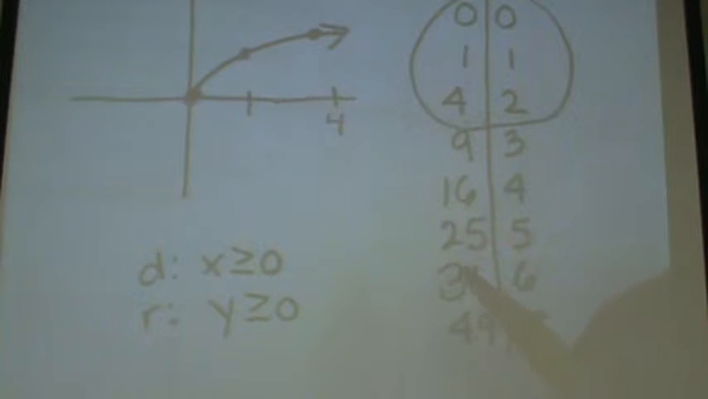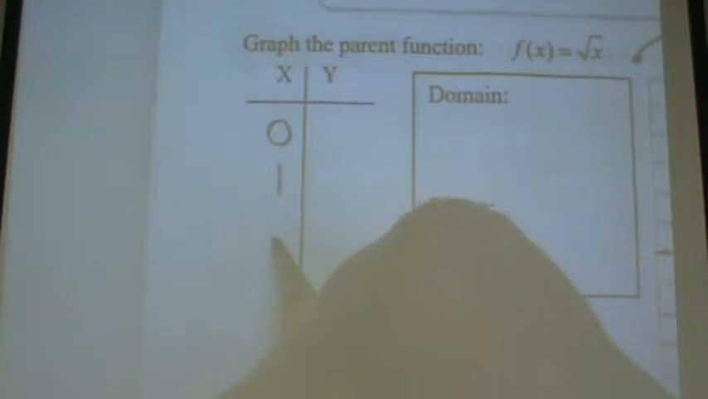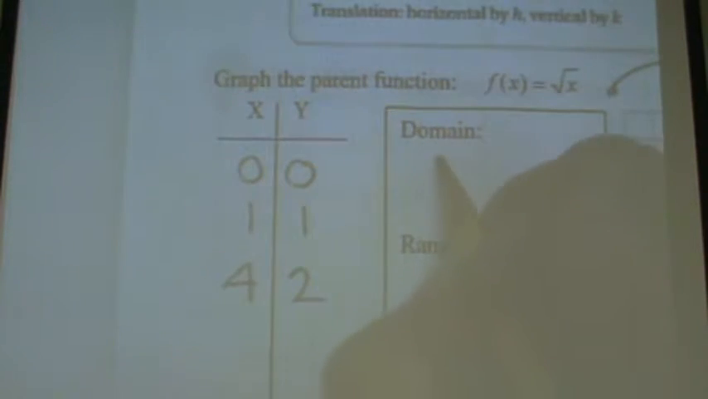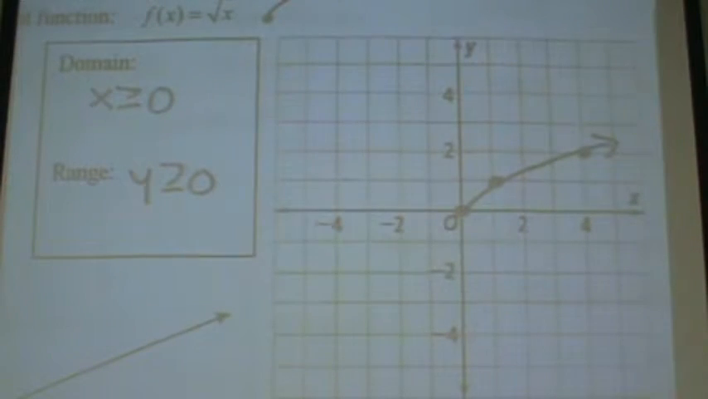Now watch this. I hope you guys filled in this information. So for your table, you should have 0, 1, and 4. We'll just stick with these three. And you get 0, 1, and 2. And your domain is x is greater than or equal to 0, y is greater than or equal to 0. And when you graphed it, this is what you should have gotten. Questions so far?